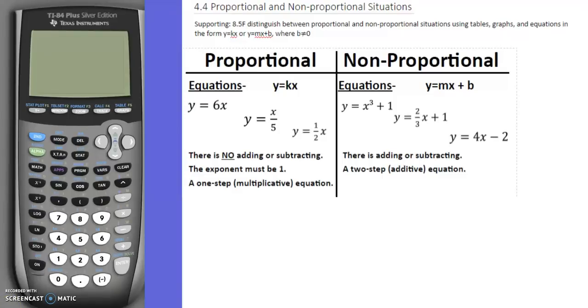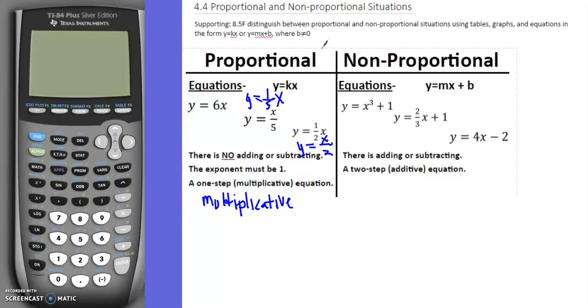Proportional and non-proportional situations. A proportional situation is a multiplicative relationship. There's no adding or subtracting in it, and the exponent must be 1. This could also be written as y equals 1/5 x, and this can also be written as y equals x divided by 2. They're the same things, but it's written in the y equals kx format.